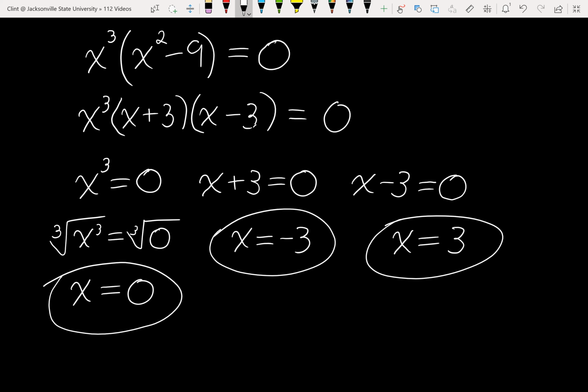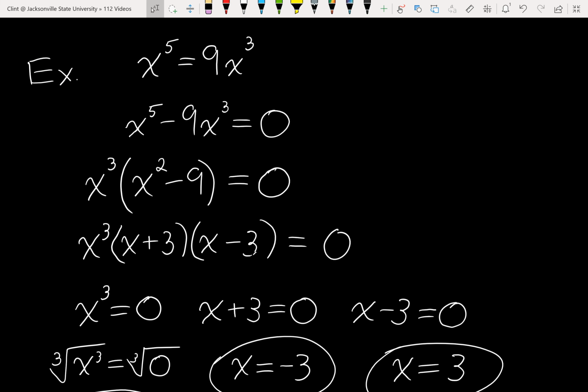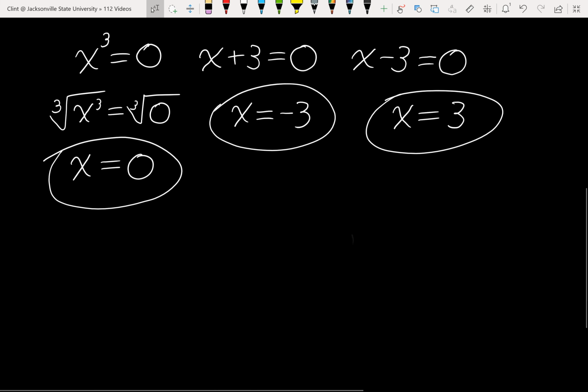If you check, those work. 0 is really easy to check. 0 to the 5th power is 0, and then 0 to the 3rd power is 0. 9 times 0 is 0, so we get 0 on both sides. You can check -3 and +3 as well. And those all work, so we have 3 solutions here.